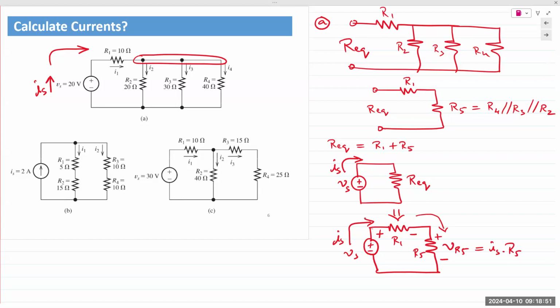Once you have VR5, you expand the circuit back to its original state, and VR5 would be the same voltage across that entire parallel combination. And then you can apply Ohm's law again and find the current I2, I3, and I4. So take 10 seconds. Let me know if you have any questions. As long as you understand the method, the step-by-step layout of problem solving, that's the most important thing. Everything else after that is just basic calculation.